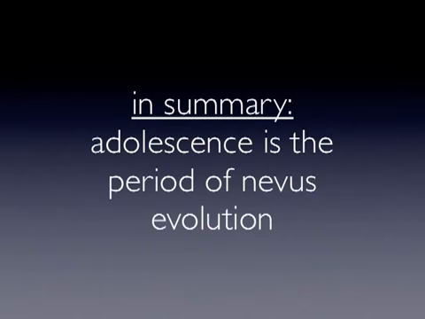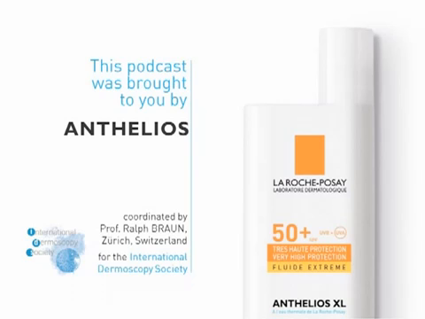So in other words, the time-related changes of evolving nevi start at puberty and are characterized by a peripheral rim of brown globules. They enlarge during adolescence until they reach stabilization, which is characterized by the disappearance of the peripheral globules. So in summary, adolescence is the period of nevus evolution.